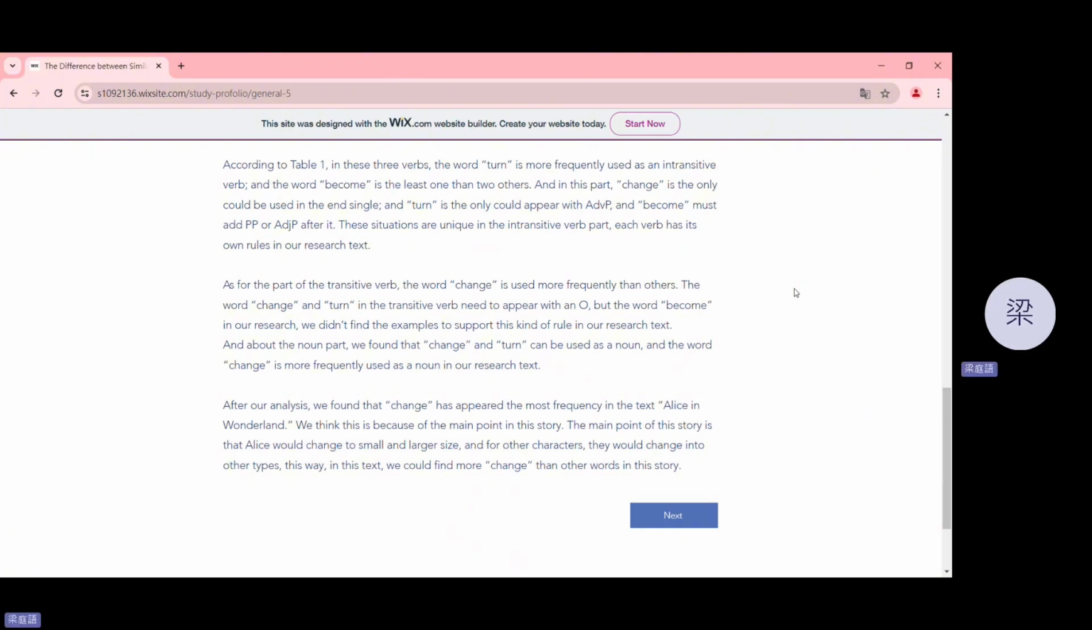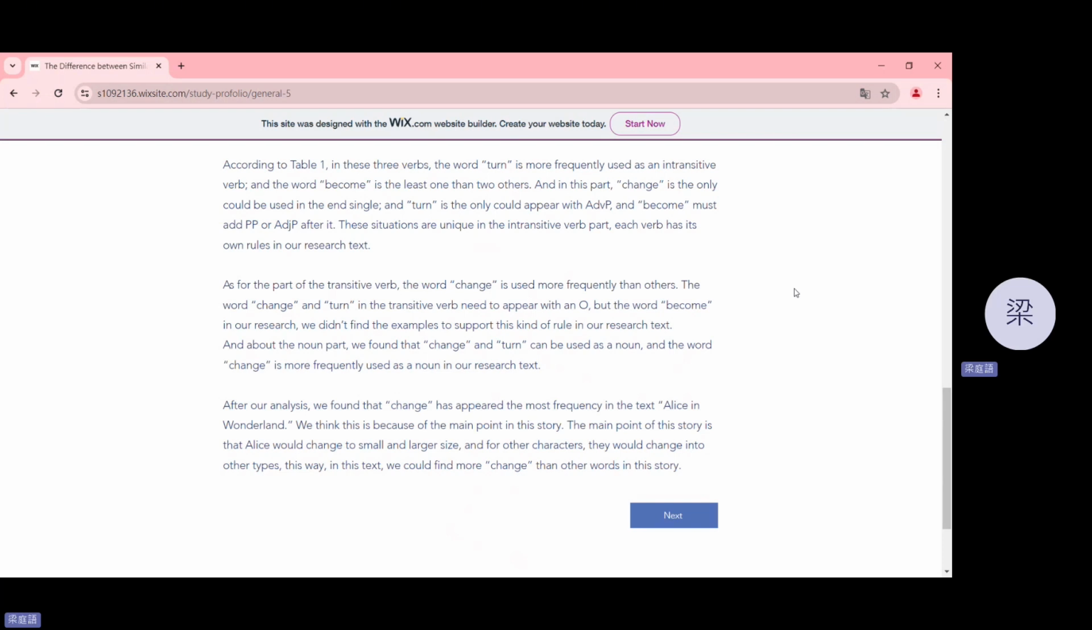And about the noun part, we found that change and turn can be used as a noun, and the word change is more frequently used as a noun in our research text. After our analysis, we found that change has appeared the most frequently in the text.